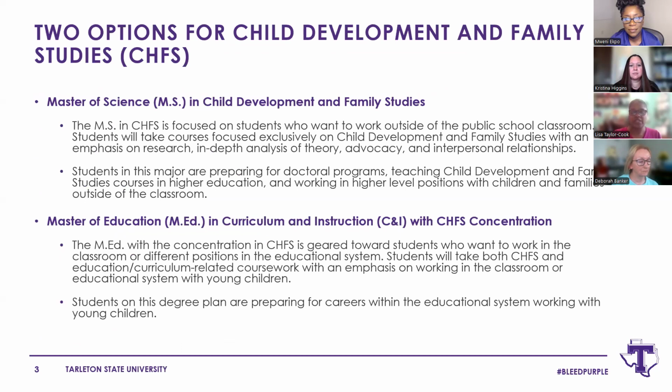So there are two options within our program for the graduate degree. You can go for your Master of Science, the MS in Child Development and Family Studies. This is mainly for people who want to work outside of the public school classroom. You're going to take classes focused on child development and family studies, with emphasis in research, in-depth analysis of theory, advocacy, and interpersonal relationships. That makes sense when you see what our courses are later on in this presentation. Students in this major are definitely going to be prepared for doctoral programs, for teaching in higher education, and also for working in higher level positions within the field outside of classrooms, but still working with children and families.